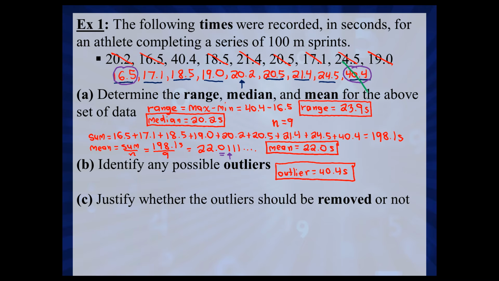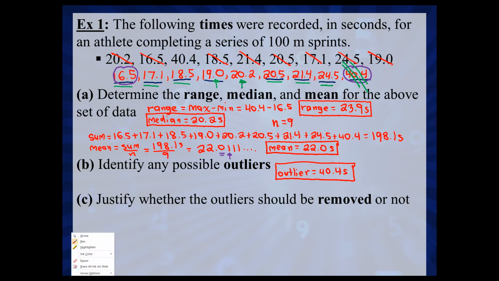Okay, so this outlier is gone. Let's pretend like it's not in the data set anymore. And what I want to do is recalculate the mean and the median. Okay, let's do the median first. So now I only have 8 points in the data set. So let's go in by 1, go in by 2, go in by 3. And this time around, I have 2 middle numbers. I have 19.0 and I have 20.2.